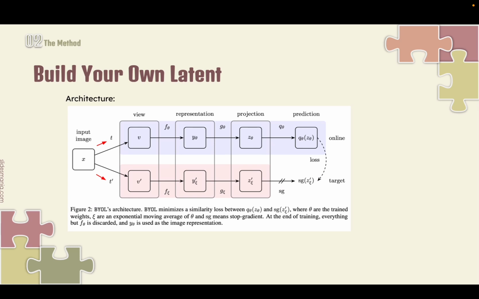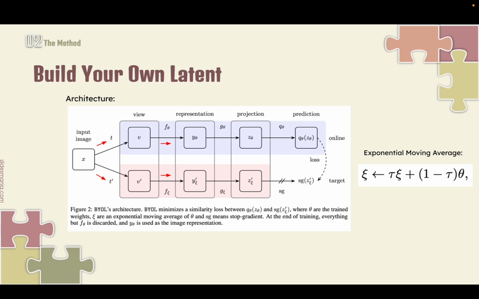These are sent through two different neural networks, one called the online network on top and the other one called the target network on the bottom. We send both augmentations through the encoder F on both networks, which will generate a representation. Now, one of the most important parts of the architecture is that the weights of the second network are an exponential moving average of the weights on the online network. So the actual parameters that we learn are only those on the online network. The other ones are sort of a copy.